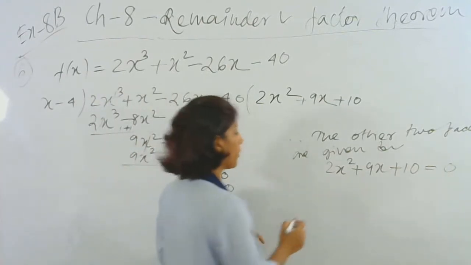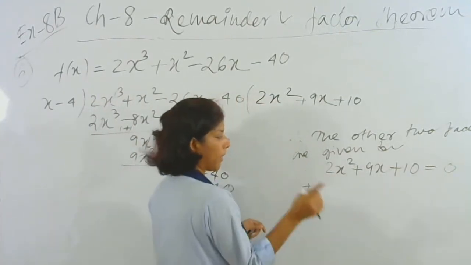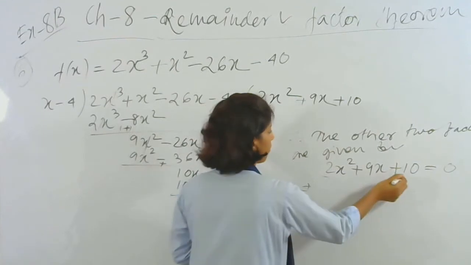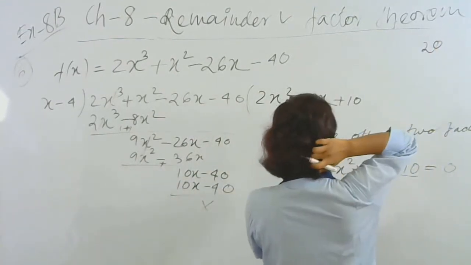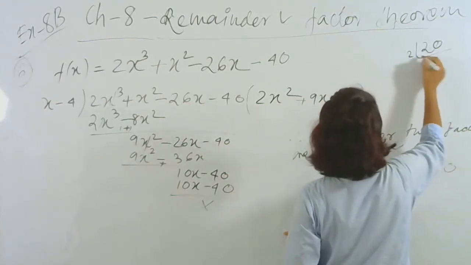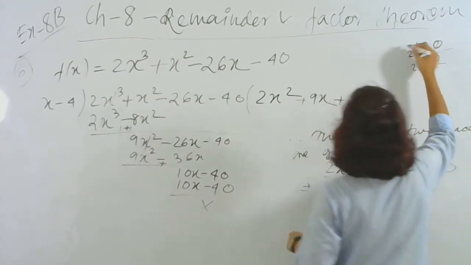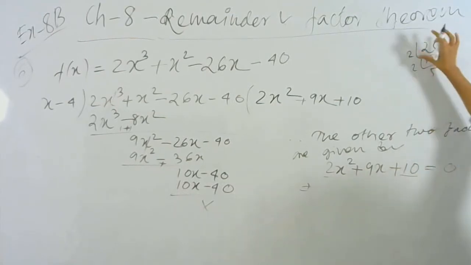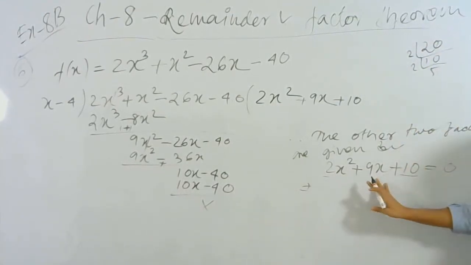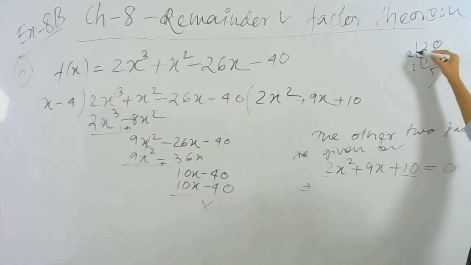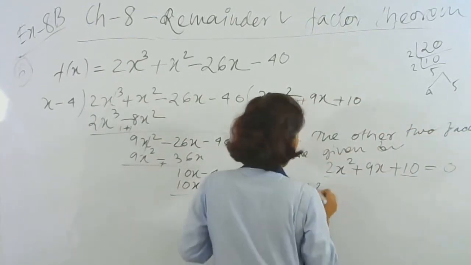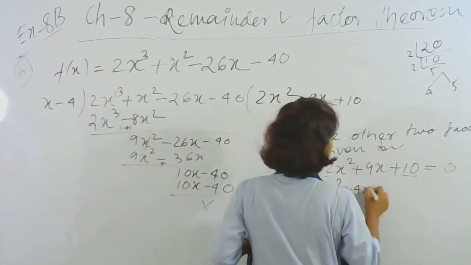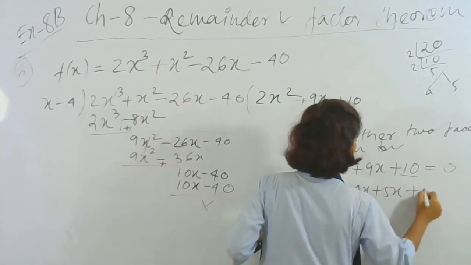So how do we do middle term factorization? First we multiply, right? 2 into 10. So 2 tens are 20. After you do the multiplication, you do factorization. So now with these factors 2, 2 and 5, we have to form 9. So how can I split? 4 and the other number is 5. So 4 plus 5 is 9. That's how we split 9x. So I'll write 2x square plus 4x plus 5x plus 10 equals 0.